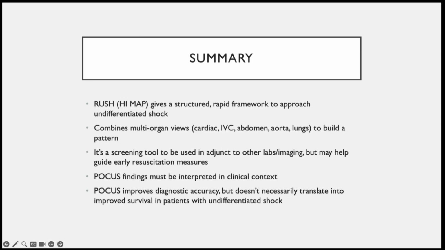Again, these findings must be interpreted in the overall clinical context of your patient. The use of ultrasound improves your diagnostic accuracy, but doesn't necessarily translate into improved survival in patients with undifferentiated shock, but can give you that reassurance in improving your differential for that patient.